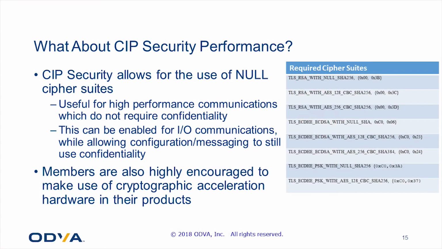The other thing that we've done within ODVA is we have highly encouraged people to make use of cryptographic acceleration hardware within their products. Obviously, this isn't something that you can really retrofit into a product because the hardware is already released, but for products which are being developed and are going to be developed in the future, this is a strong recommendation. The cost of this type of hardware has come down. Obviously, not all products are going to be able to implement this, but we hope that EtherNet nodes would be able to do this, and that would really help with the performance problem.